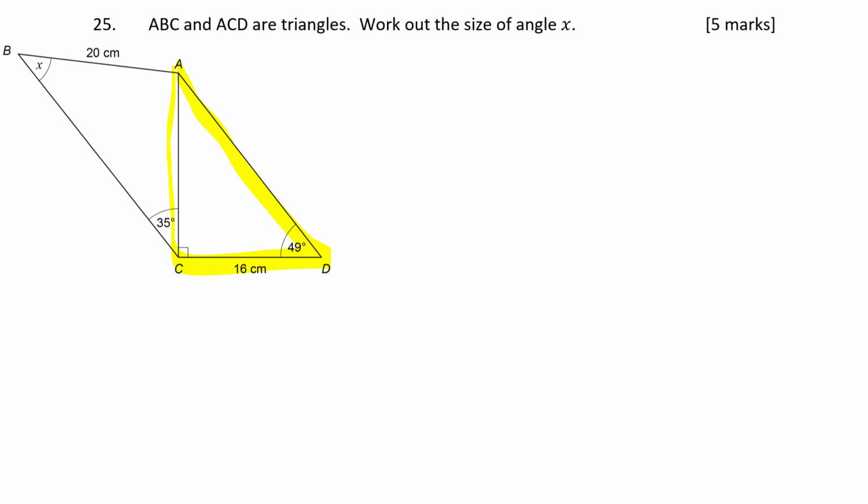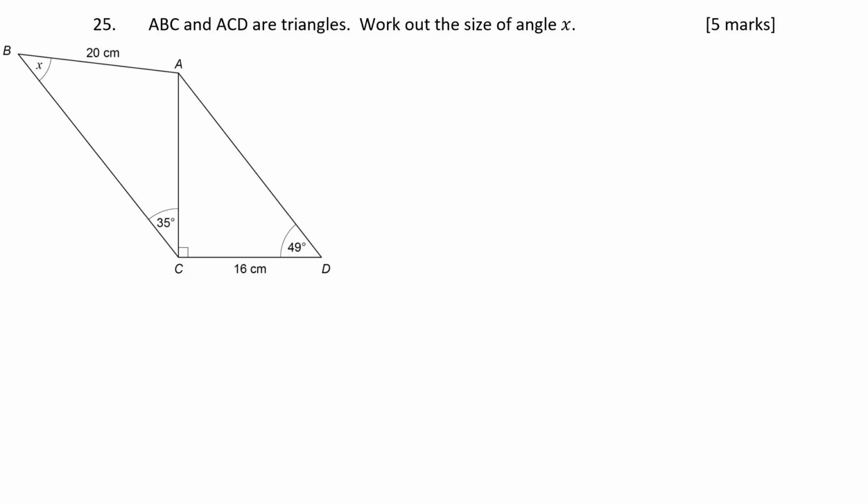ACD is a right angle triangle, so we can use trig in right angle triangles there. Plus, we've got non-right angle triangles here, so I think we're probably going to have to use the sine rule or the cosine rule, I should imagine, to find our missing angle. Let's find out what we need to do. Okay, I suggest we start with the right angle triangle, ACD.